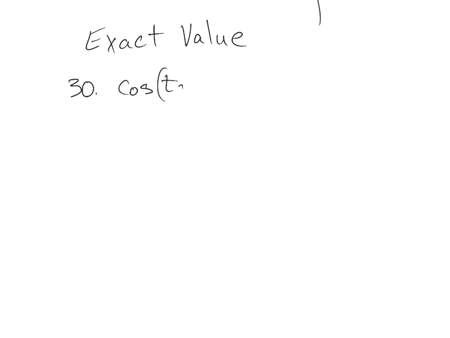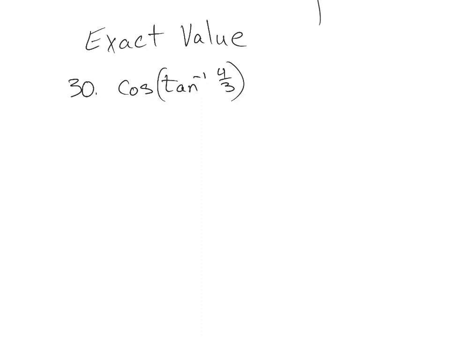Now, put your calculator down for a second because this says exact value. Exact value means don't touch your calculator. So I want the exact value of this expression. Here we go, number 30. Let's hear everybody moan at the same time. The cosine of the arctangent 4/3. What's the cosine?